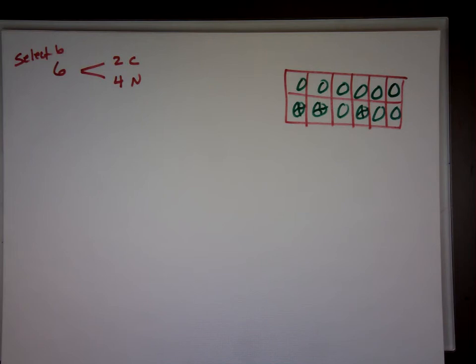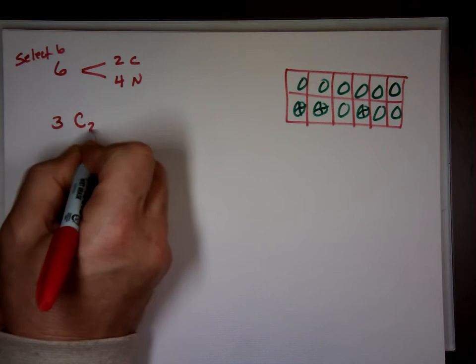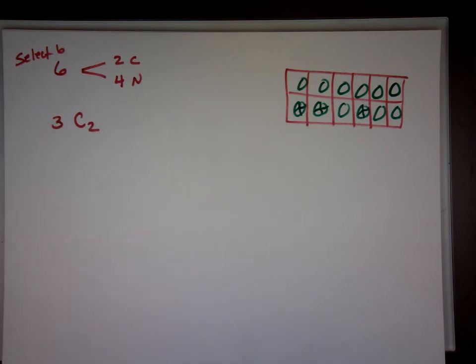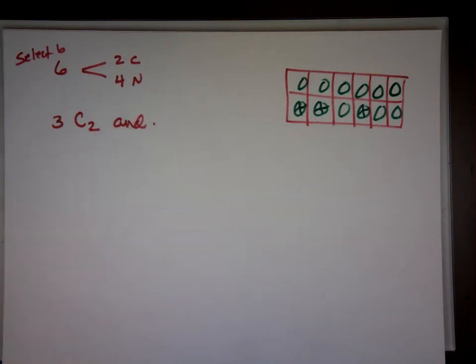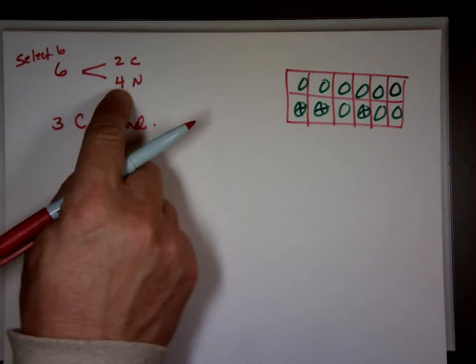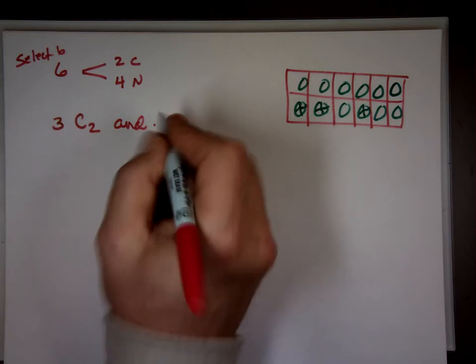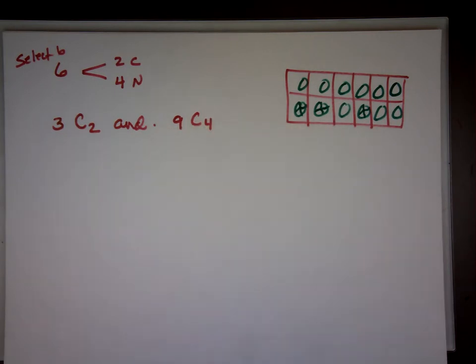Well, how many different ways can you select 2 cracked? How many cracked ones do we have? 3, right? So 3 NCR 2. You got 3 cracked, and you're going to select 2 of them. And going back to the normal ones, how many normal eggs, not cracked, do we have? We have 9 of them, right? And how many do you want to select out of those 9? Well, 4 not cracked. That becomes 9C4.